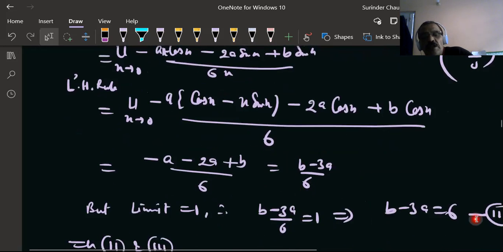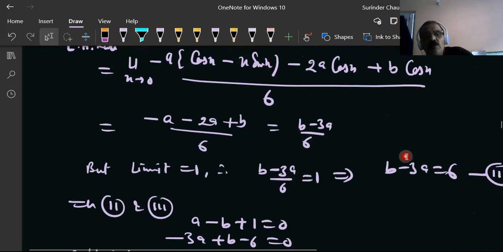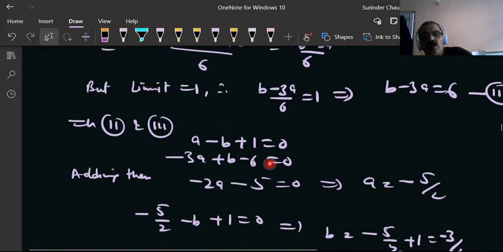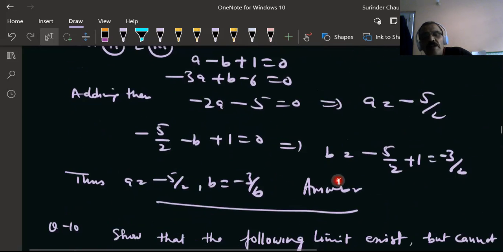So we got the other equation. From these simultaneous equations, which we first got here, a minus b plus 1 equals 0. Second, we got here, minus 3a plus b minus 6 is equal to 0. From these equations, we can find the values of a and b. a is equal to 2, b is equal to minus 3 by 2.